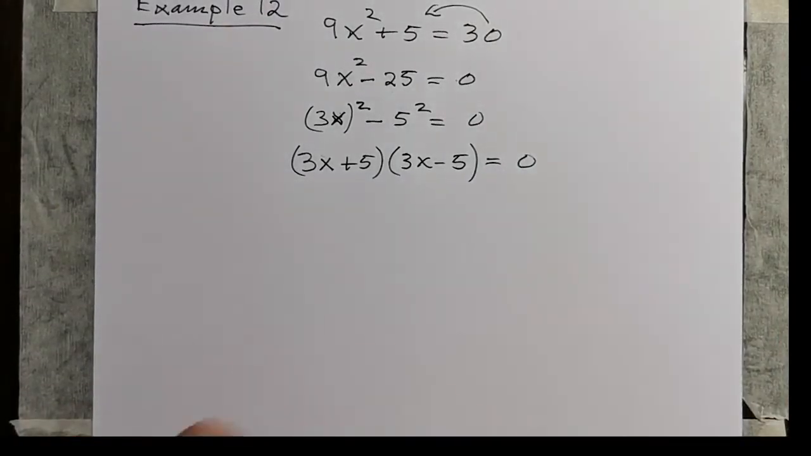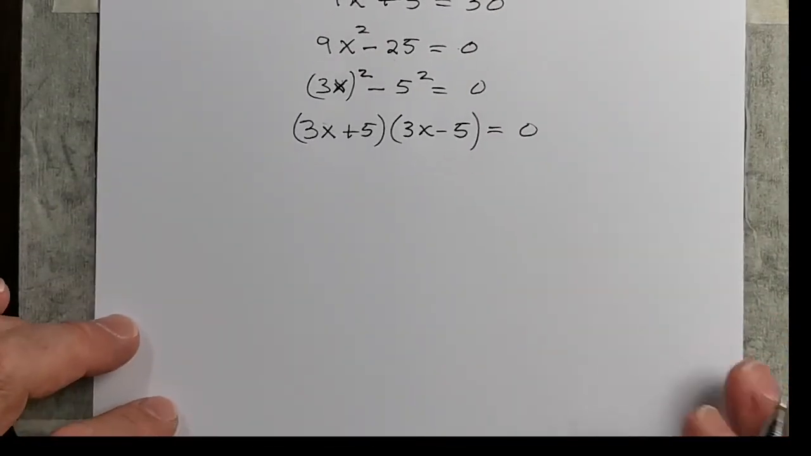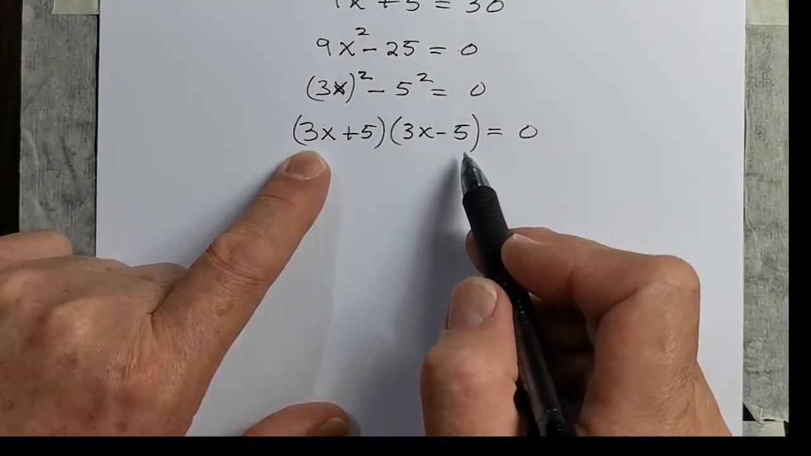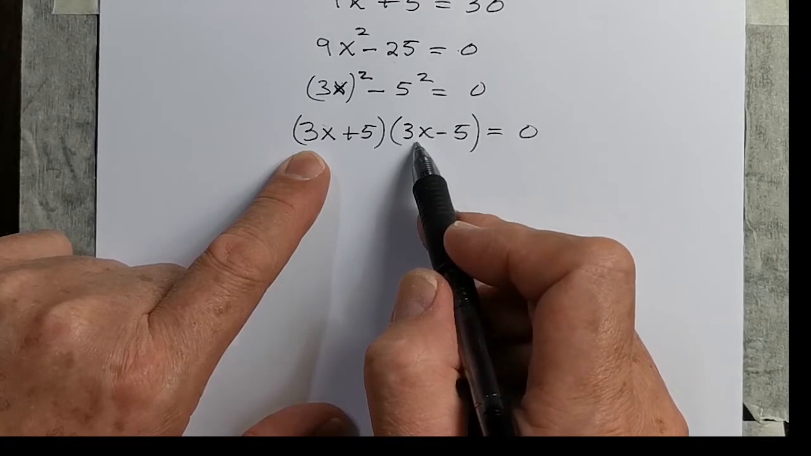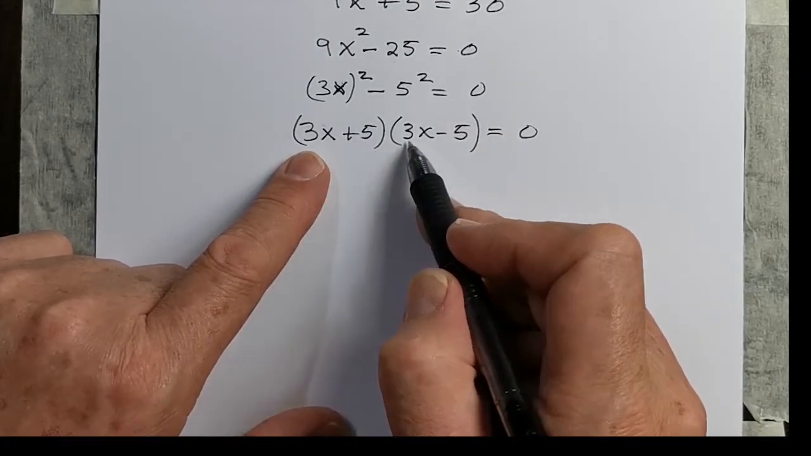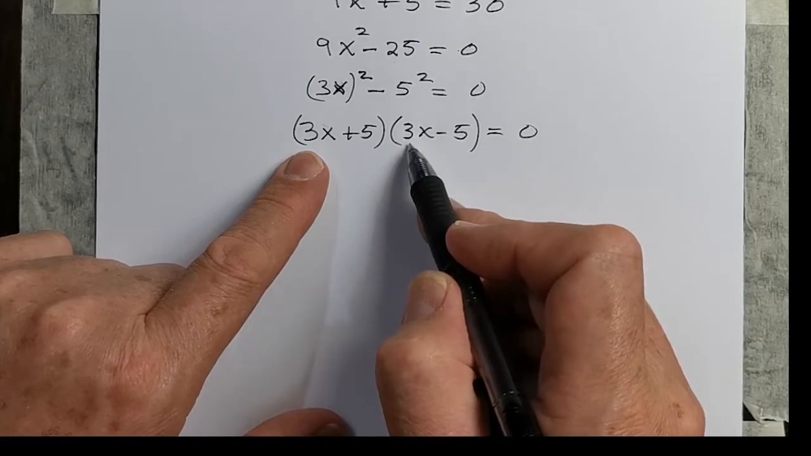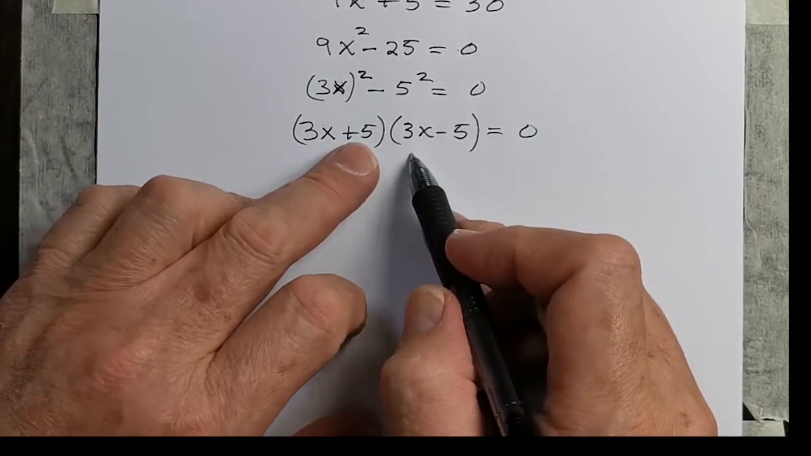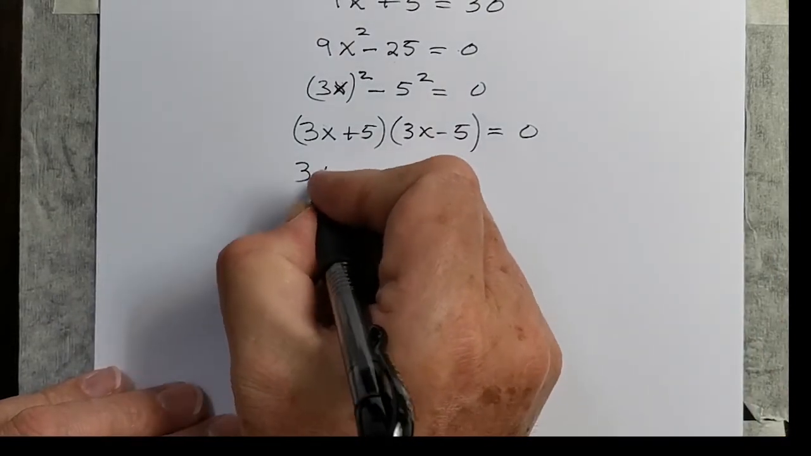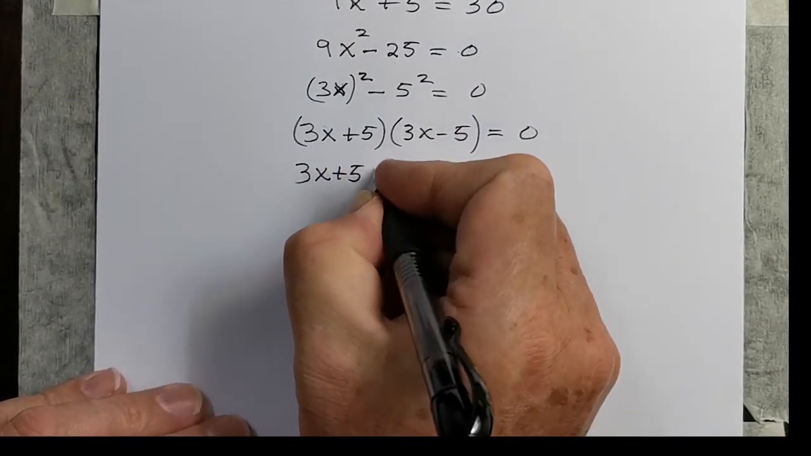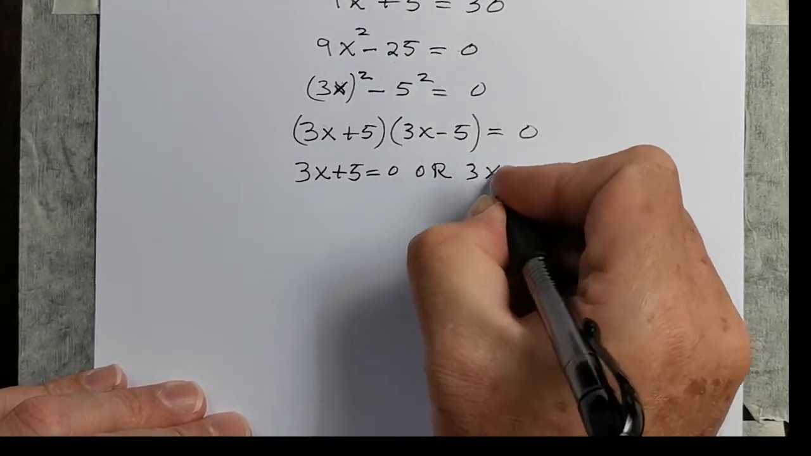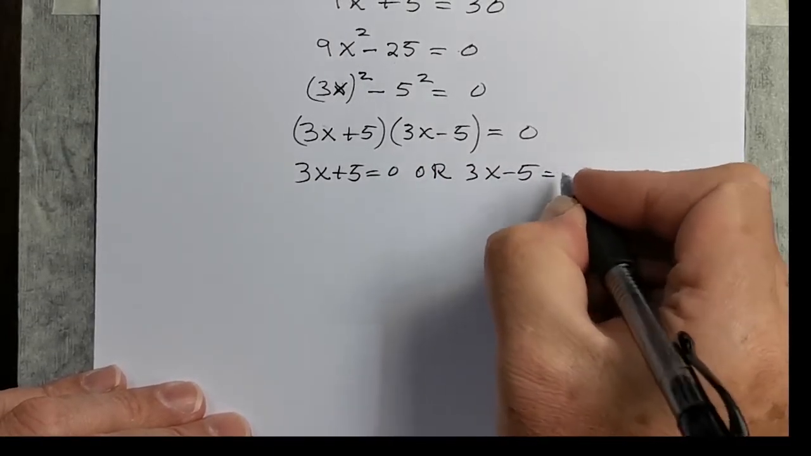By the way, you can check yourself. 3x times 3x, 9x squared. Minus 15x, outer, plus 15x, inner. They cancel. And then the last is minus 25. It checks out. So now either 3x plus 5 equals 0, or 3x minus 5 equals 0.